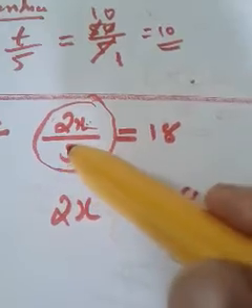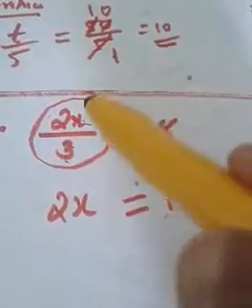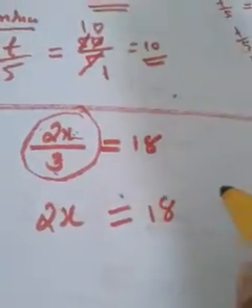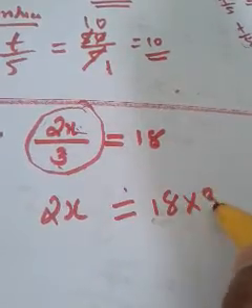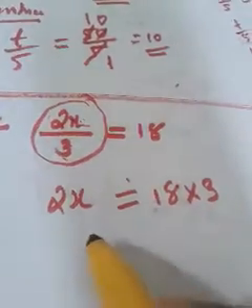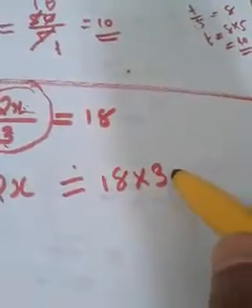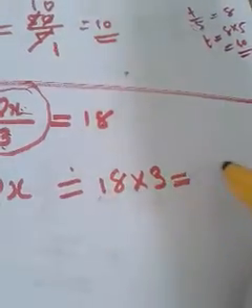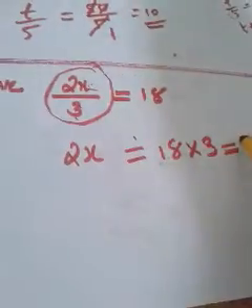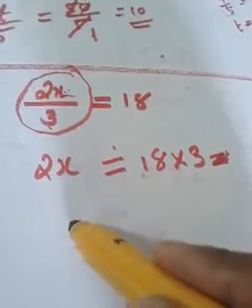And now I am going to take this 3 to the right side. Here it is in the denominator, no? That means 2x is divided by 3. When you take this 3 to the right side, it becomes multiplication. That means just like the previous question, 18 into 3. So we got 2x is equal to 18 into 3. One way is you can multiply 18 into 3 and convert it into a single number. What is 18 into 3? 18 into 3 is, I think, 54. You can write it as 54. Otherwise, you can just keep 18 into 3 as it is. Now it is time to keep x alone.